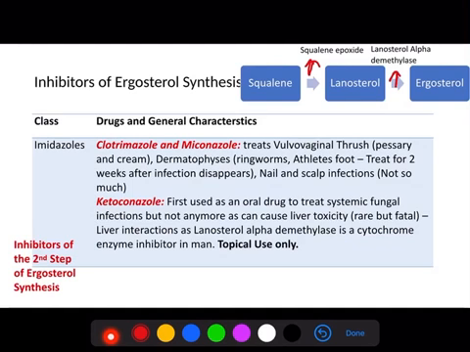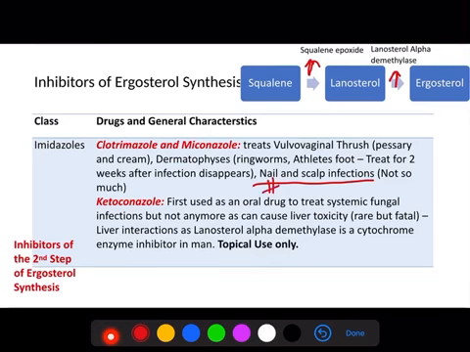In theory, clotrimazole and miconazole can be used to treat nail and scalp infection, but due to their topical use, the penetration of the drug is not so good. So there are other agents, which we will be talking about in this lecture, that can be used to treat nail and scalp infection, so keep a note of this.